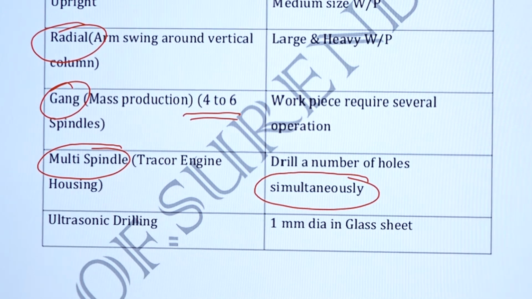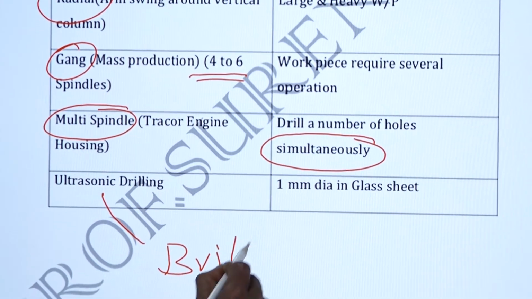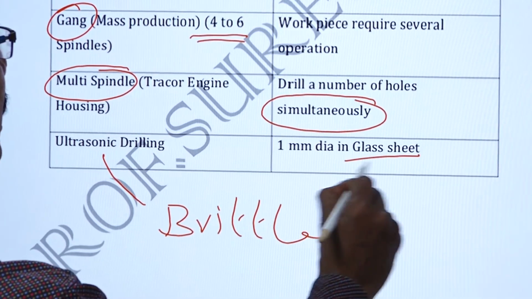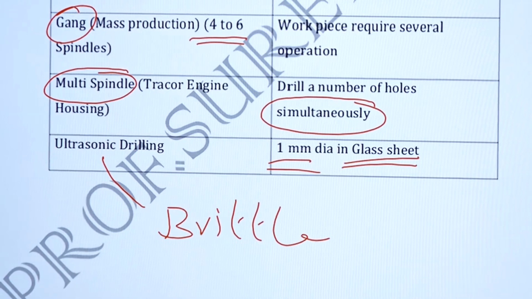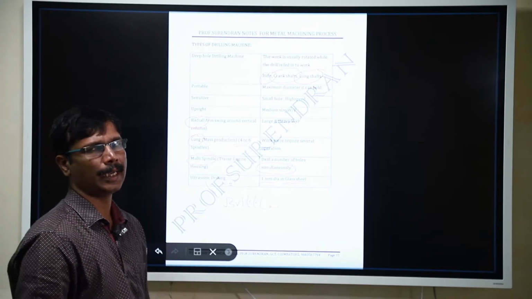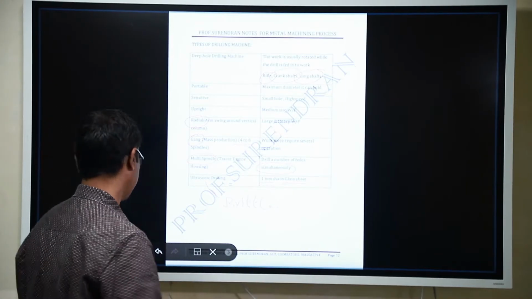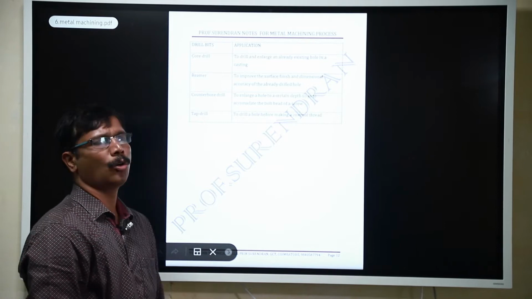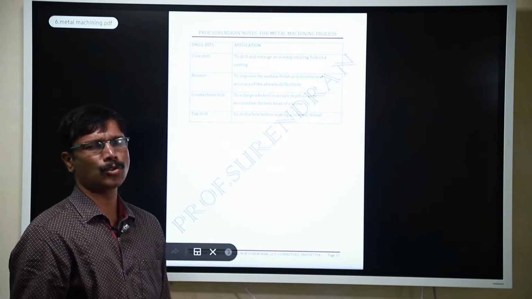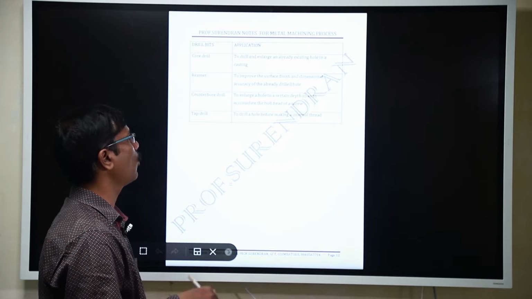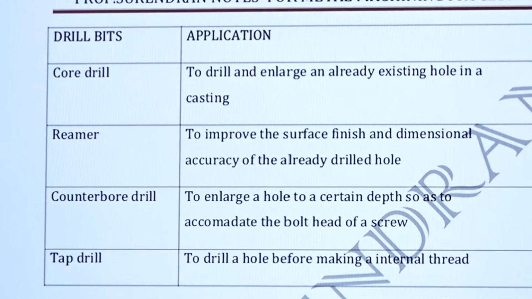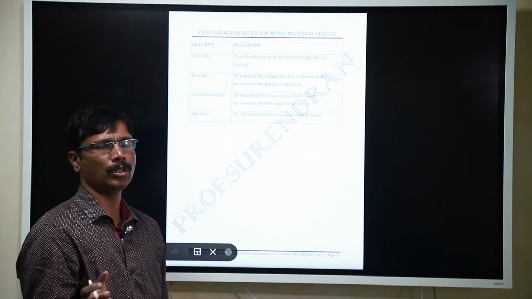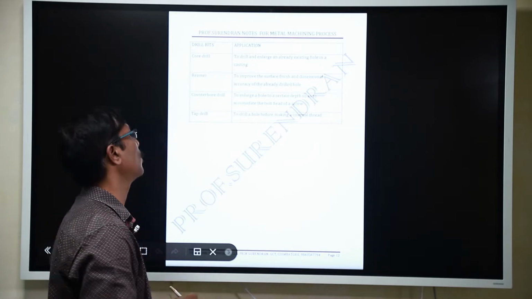Ultrasonic drilling machine is used only for brittle material. So you can see here a glass sheet, where a 1 mm diameter hole can be produced by ultrasonic drilling. Next, drill bit, core drill. Core drill is used where the casting already has a hole, to enlarge the hole.